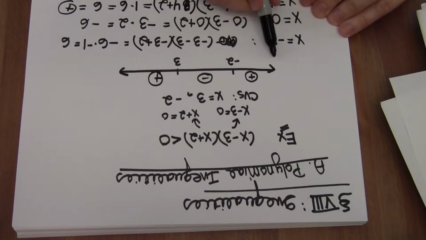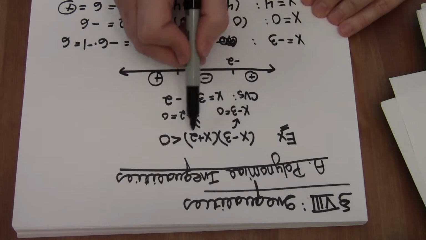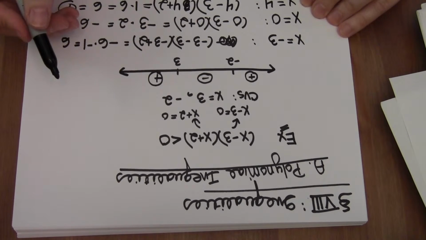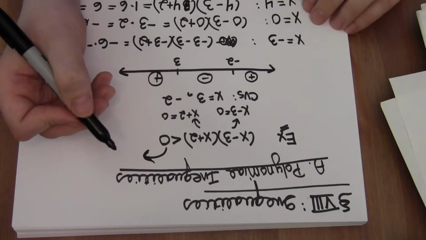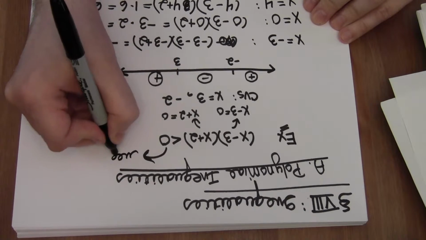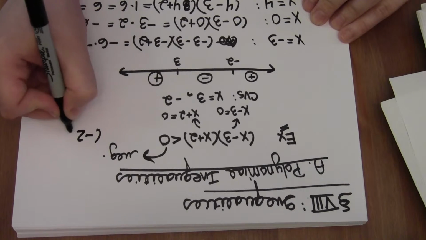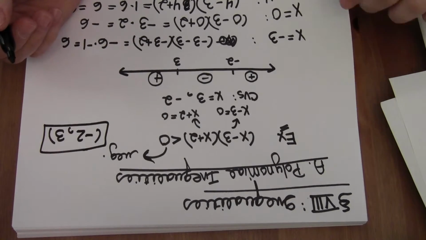Plugging in any number before negative 2 would give you something positive. Plugging in anything between negative 2 and 3 would give you something negative. And plugging in anything from 3 on would give you something positive. Now, going back to the original inequality, I was looking for the x values that you could plug in that would make the expression less than 0, or negative. All I need to do now is just pick out the negative region, or negative regions. In this case, it's all the values between negative 2 and 3. Using my interval notation, I'm going to say that the answer is the region from negative 2 to 3.